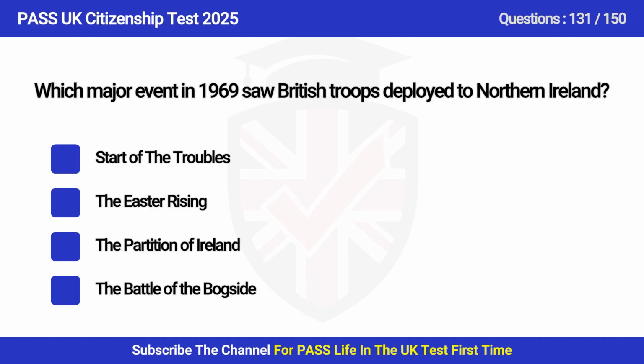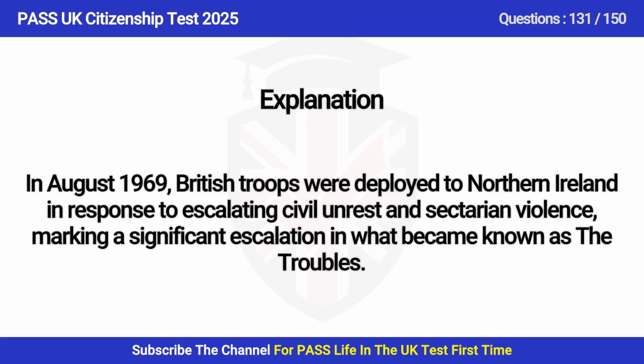A. Start of the Troubles, B. The Easter Rising, C. The Partition of Ireland, D. The Battle of the Boyne. Answer is A. Start of the Troubles. In August 1969, British troops were deployed to Northern Ireland in response to escalating civil unrest and sectarian violence, marking a significant escalation in what became known as the Troubles.